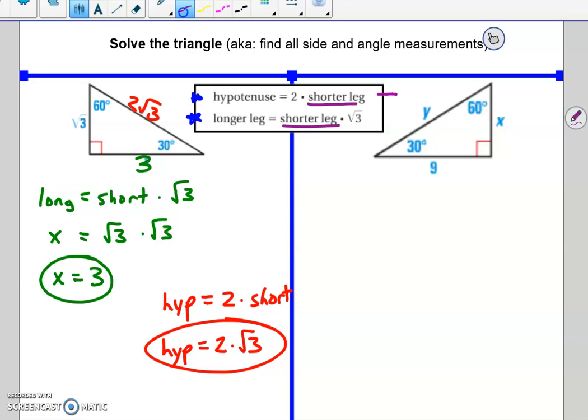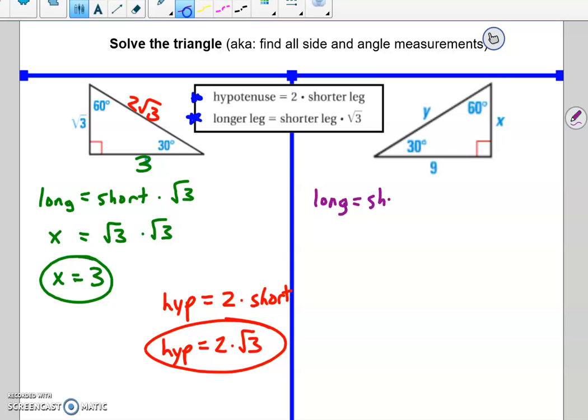Well, if I use the top equation, I'd need to know the hypotenuse, but I don't. Right now it's just a value. If I use the bottom equation, I need to know the longer leg. That one I have. I know that one's going to be 9. Okay, so if I'm going to start by trying to solve for x, I'm going to use that bottom equation, the one that compares the longer leg to the shorter leg. So I'm going to set that one up.